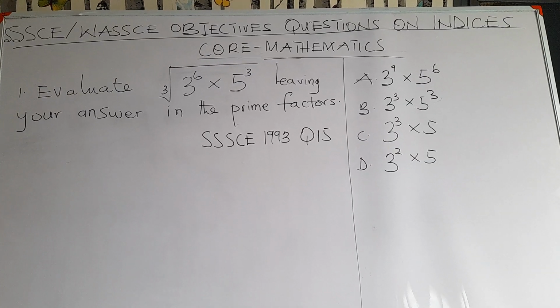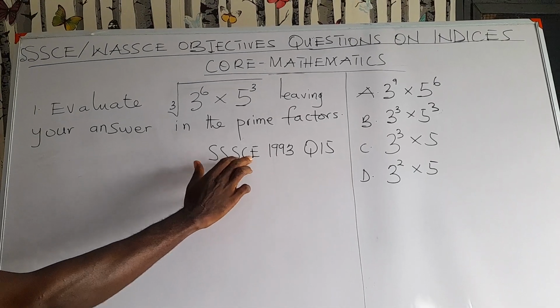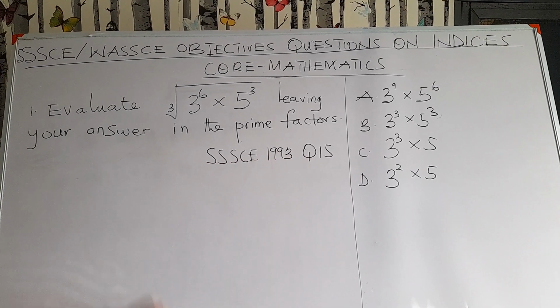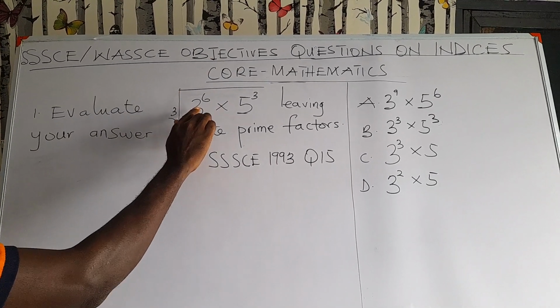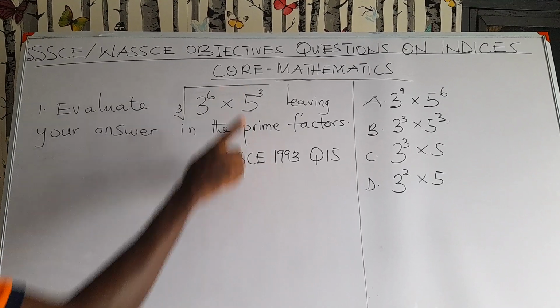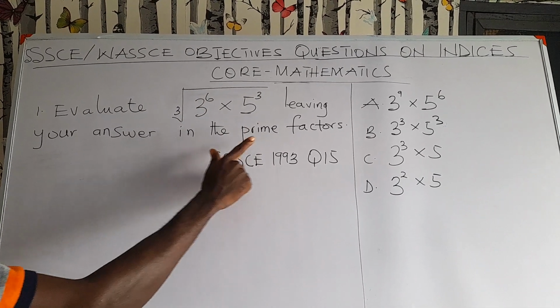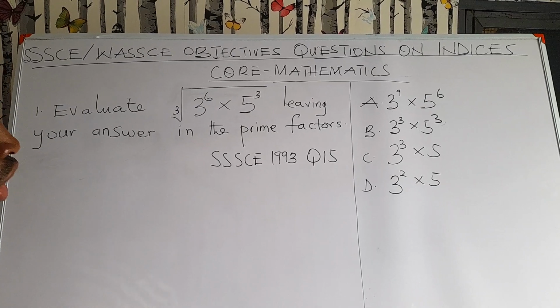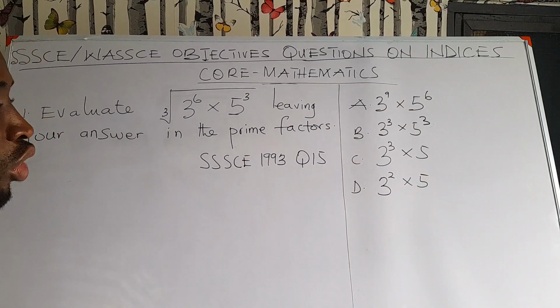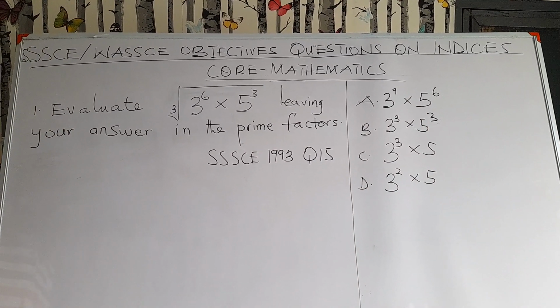So the first stop is SSSCE 1993 question 15. They say evaluate the cubic root of 3 exponent 6 times 5 exponent 3. Leave your answer in prime factors. So these are the possible answers. You can pause the video and try solving and see if you can get it.